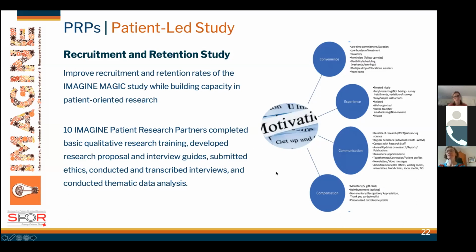The whole purpose behind this is because we have such a large number of people that we need to recruit for Imagine, 8,000 people, and we do have some dropout rate. We were looking at how we can increase recruitment and maintain retention over a 4-year period.